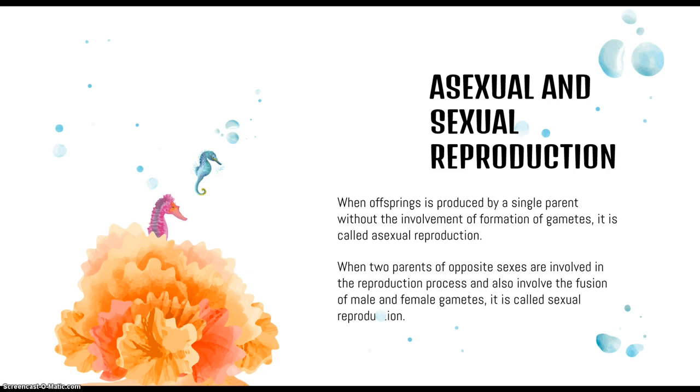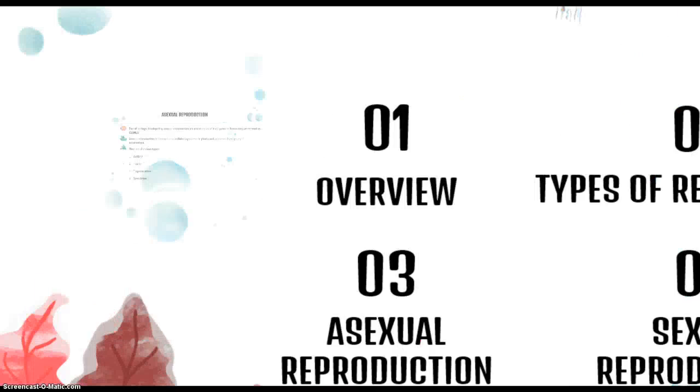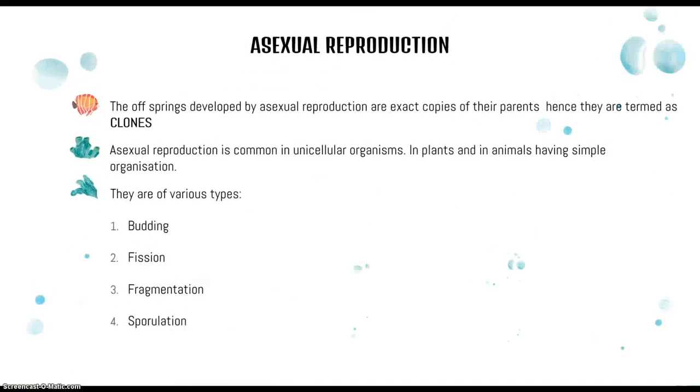We'll discuss each of these topics very clearly, very deeply, so that we can understand each and every part of it. But for now, these are the definitions of asexual and sexual reproduction. So these are the 2 types and their definitions. Let us move ahead and see asexual reproduction. A few brief points regarding these 2 reproductions.